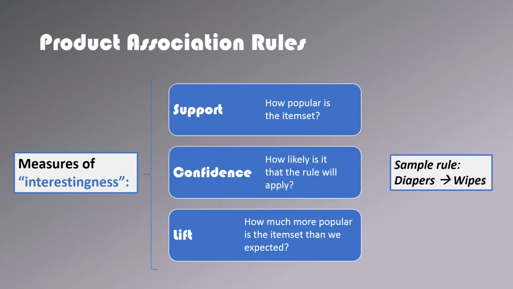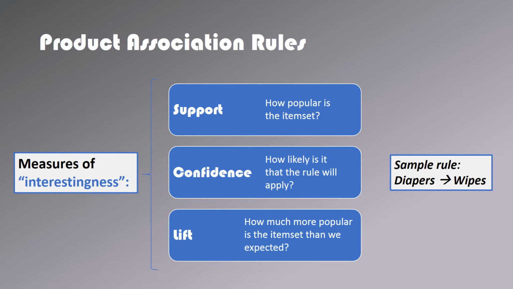Next, we look at lift. How much more popular is the item set than we would have expected by looking at the individual sales of the items? So in the case of diapers and wipes, how much more frequently do we see diapers and wipes purchased together in the same transaction than we would have expected by looking at the sales of diapers and wipes separately?